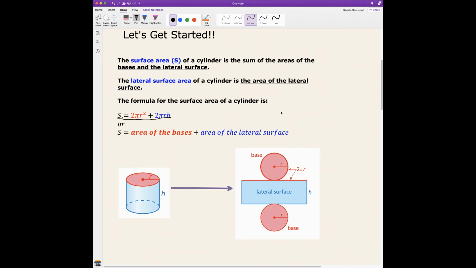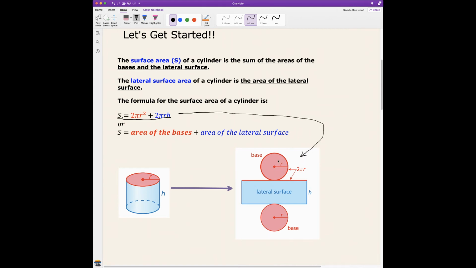There's a formula for the surface area of a cylinder, and you see that formula right here. The surface area is 2 times pi times radius squared plus 2 times pi times the radius times the height. And each one of these pieces of the formula comes from looking at the net here.